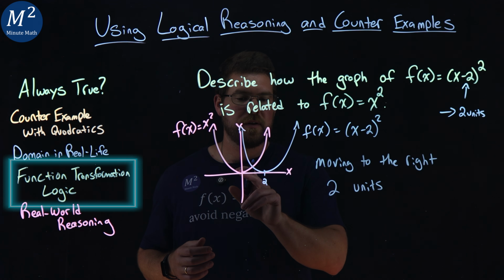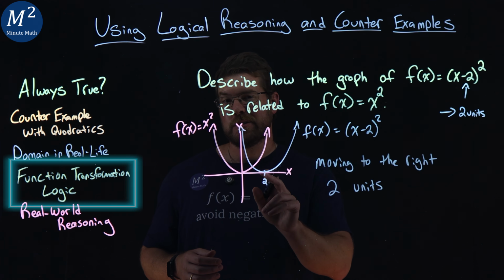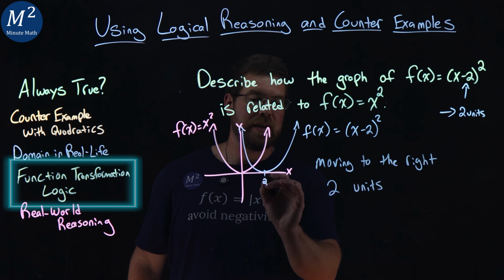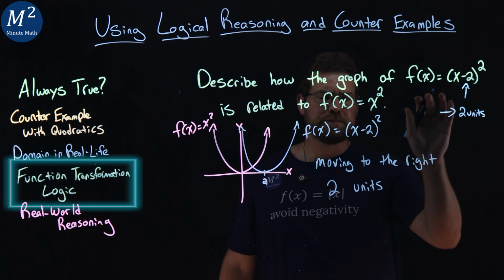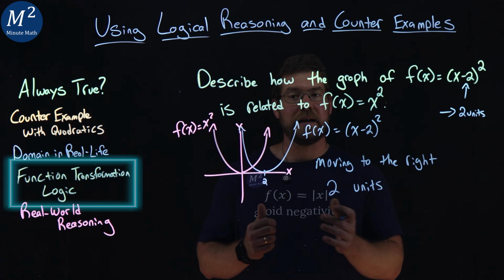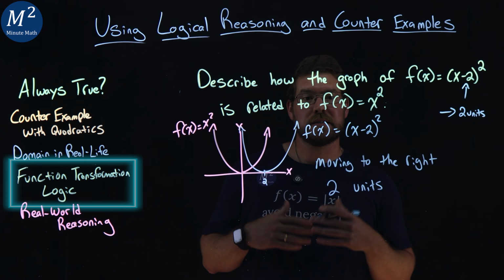Okay, so we can pick any point on there and slide it over. It's easier when it's the vertex. Here it's 0, 0. Here it's going to be 2, 0. So that's how they're related. It's shifted over to the right 2 units.